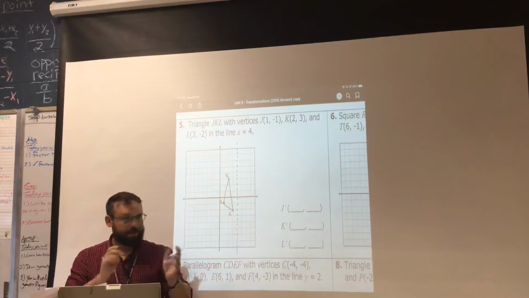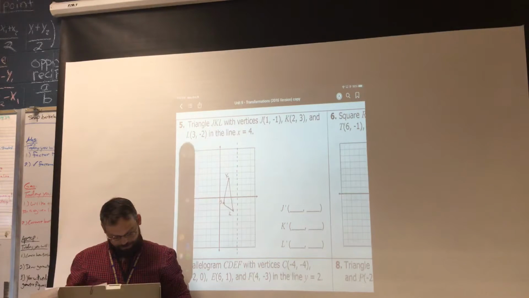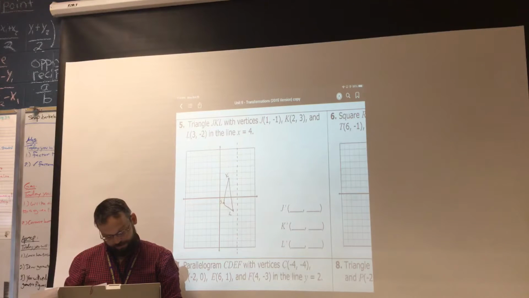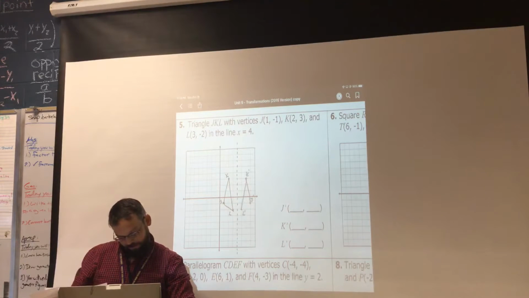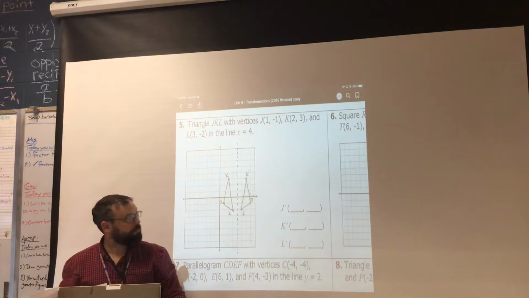So I'm going to check the distance from that line this time. K is 2 units to the left. That means K prime will be 2 units to the right. J is 1, 2, 3 units left. That's going to be 1, 2, 3 units right. And L is 1 unit left. That means 1 unit right. So there's your reflected figure.